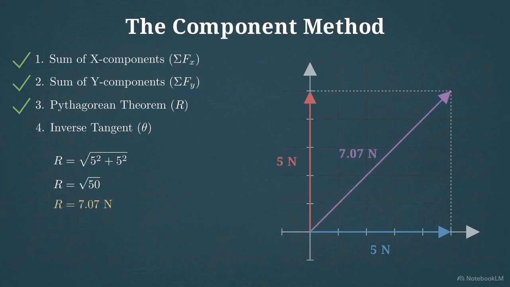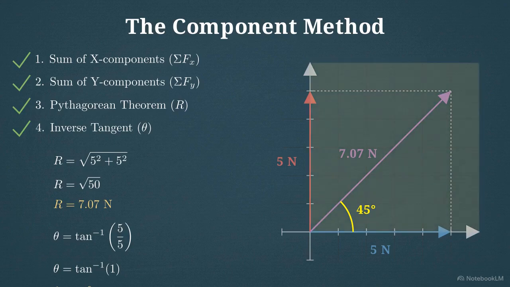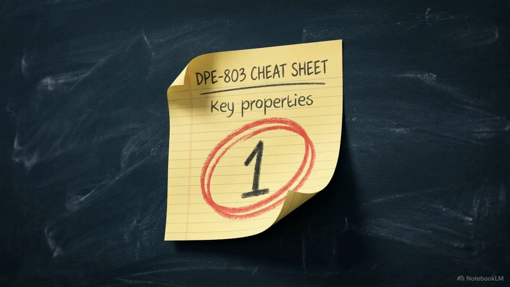To find the angle, we take the inverse tangent of the y sum divided by the x sum. Inverse tangent of 5 divided by 5 gives us 45 degrees. Because both forces are positive, we can visually confirm this vector sits securely in the first quadrant, so 45 degrees is our true angle.